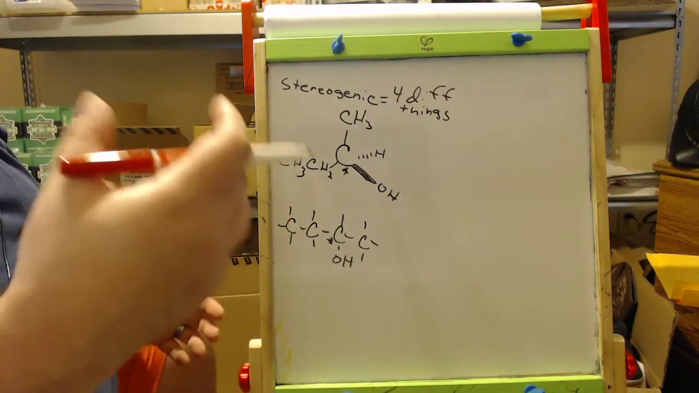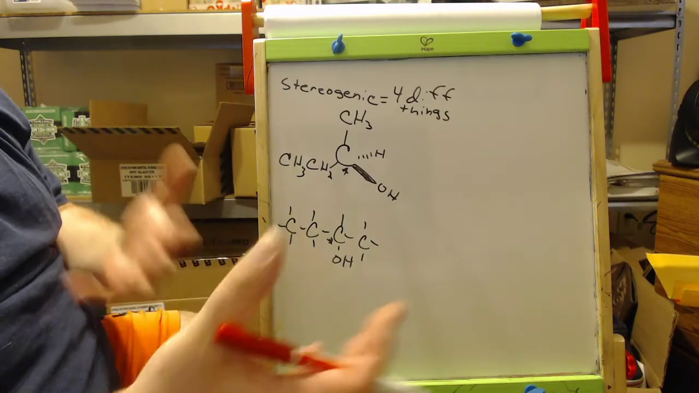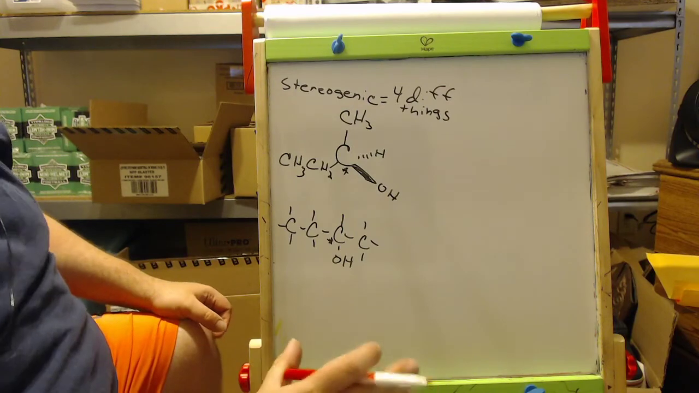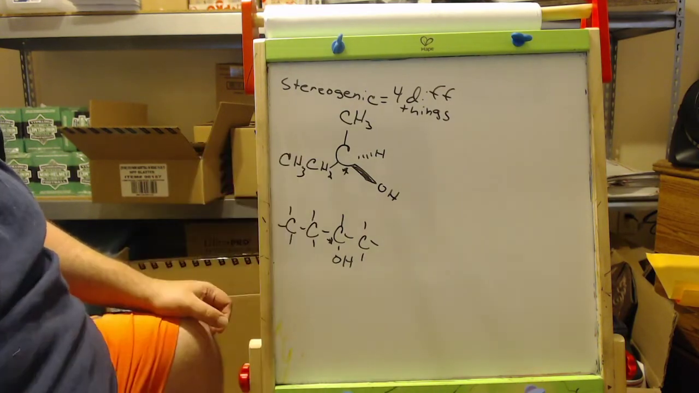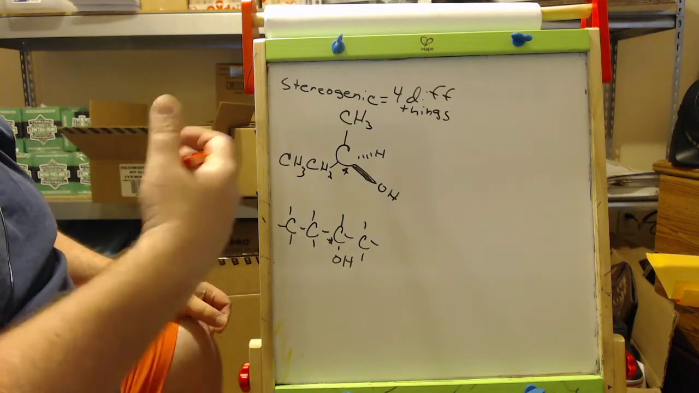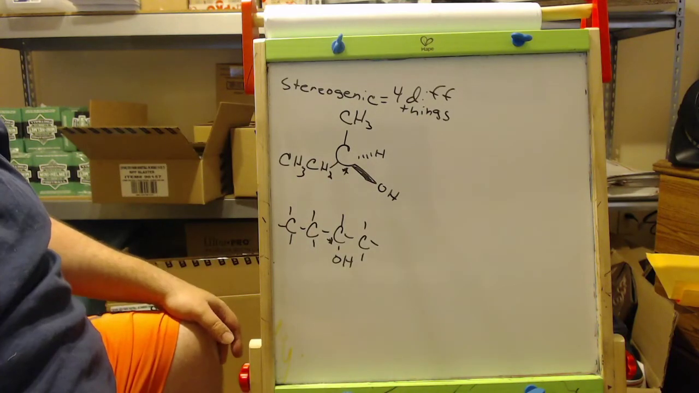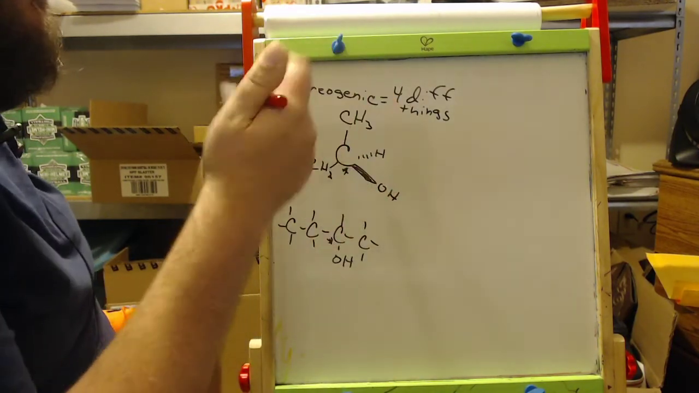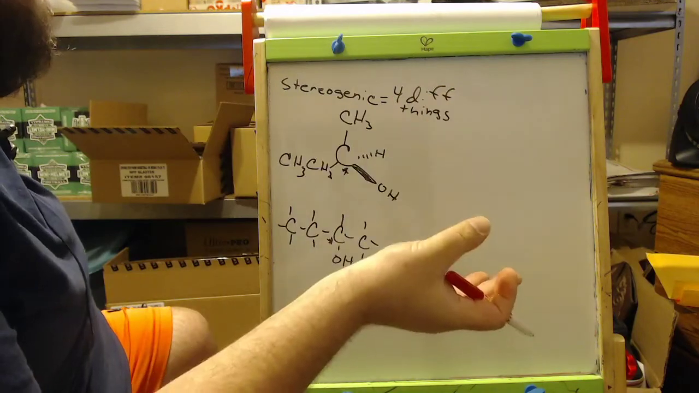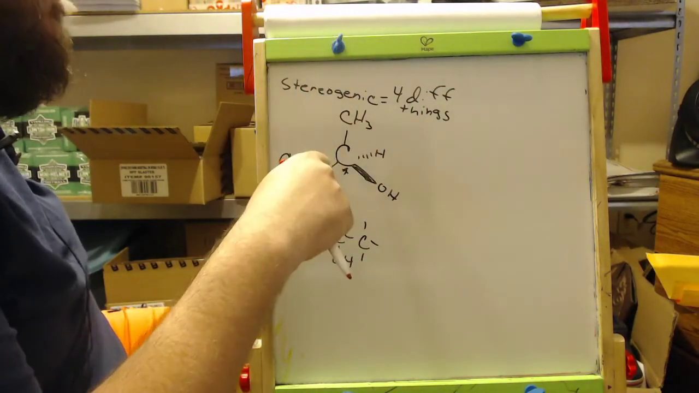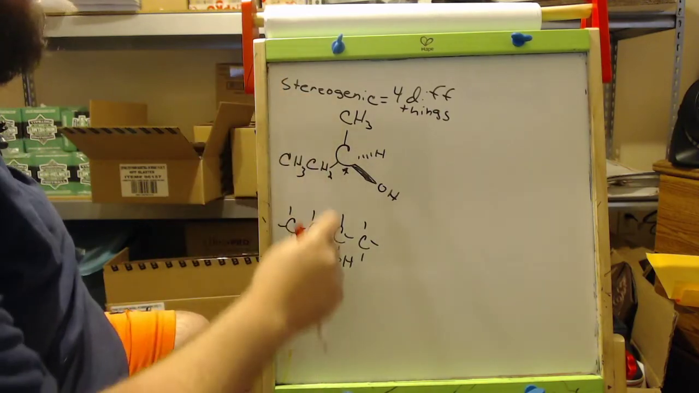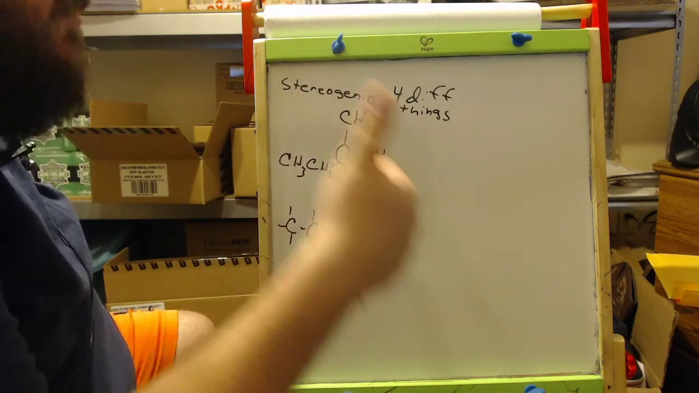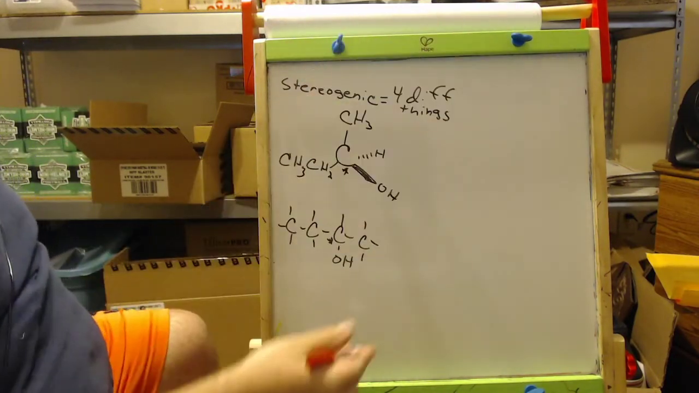Now sometimes people use stereogenic and chirality interchangeably, and some books do, some lectures online do. They're not the same thing. One goes with the other. I need a stereogenic center to show chirality, but just because I have a stereogenic center doesn't mean I'm chiral. Chiral means the mirror image is not superimposable. Stereogenic means I'm just bonded to 4 different things.